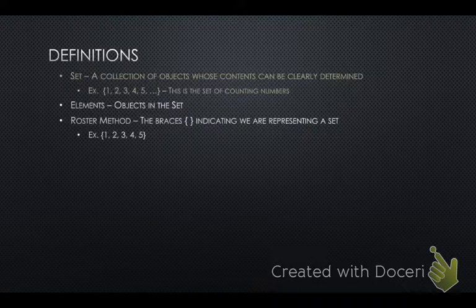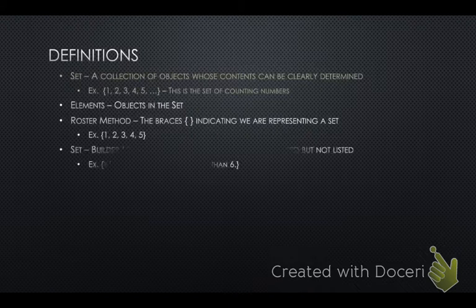Whenever we talk about roster method, that just means it's going to use the braces. It just means that we're indicating a set, like 1, 2, 3, 4, and 5. Basically we cut down the whole set of all the positive counting numbers, and we just took the first 5. The braces just mean, hey, this is a set. My elements in this case are 1, 2, 3, 4, and 5. One way of writing a set is roster method.